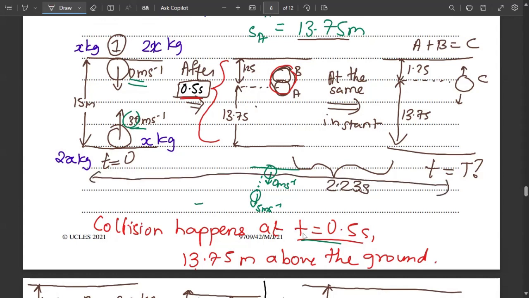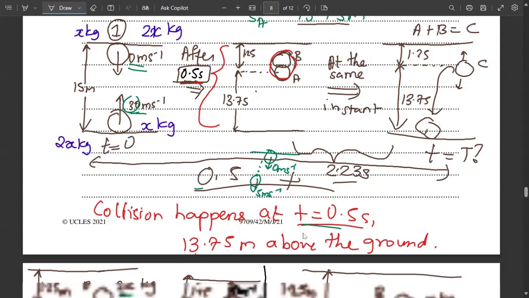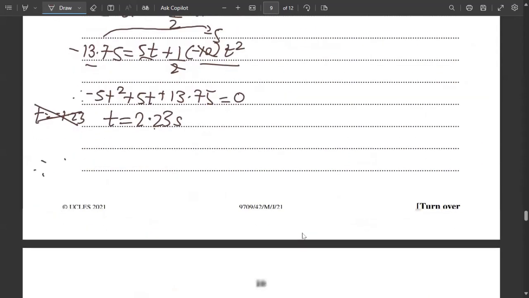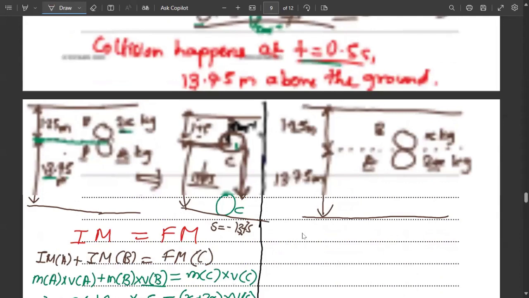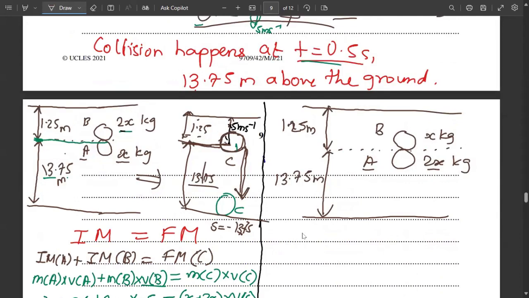So what will we do? This took how many seconds? This took 0.5 seconds. So first 0.5 seconds for both touching, and then 2.23 seconds for this to reach down here. So we'll do 0.5 plus 2.23. Therefore, total time is 0.5 plus 2.23, therefore time is 2.83 seconds. No, 2.73 seconds. This we have solved the first case where the mass of A will be only x kg and mass of B will be 2x kg.